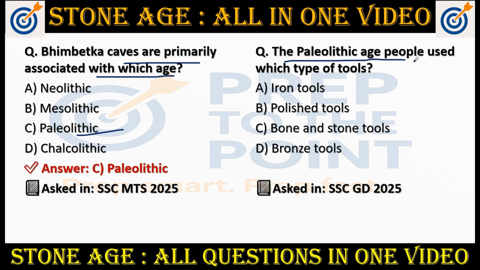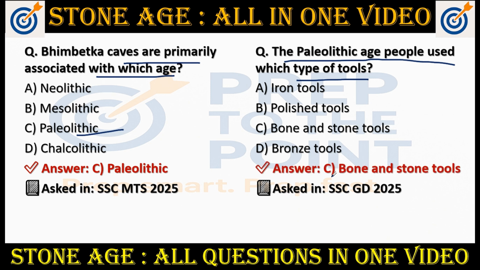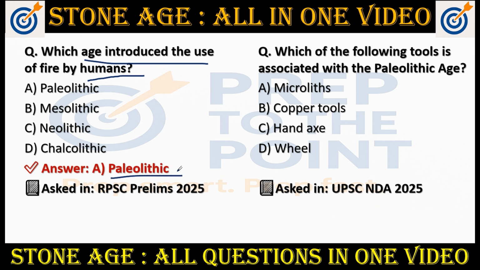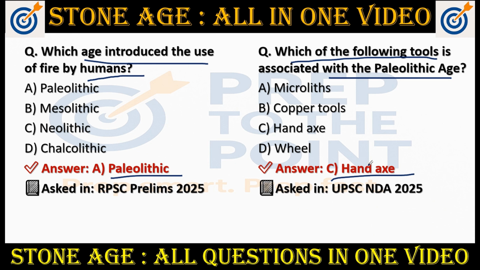The Paleolithic Age people used which type of tools? The correct answer is bone and stone tools. Which age introduced the use of fire by humans? The correct answer is Paleolithic. Which of the following tools is associated with the Paleolithic Age? Correct answer is hand axe.